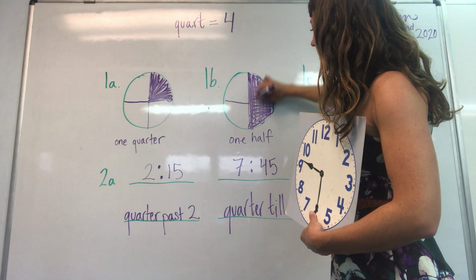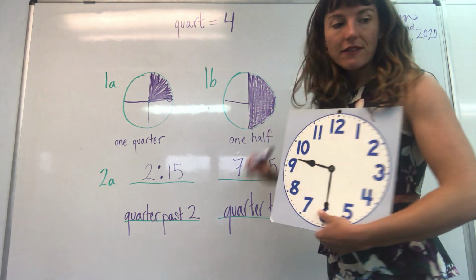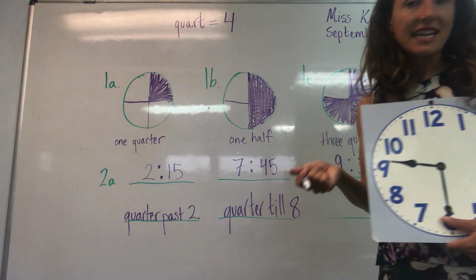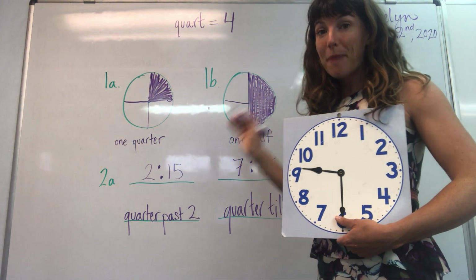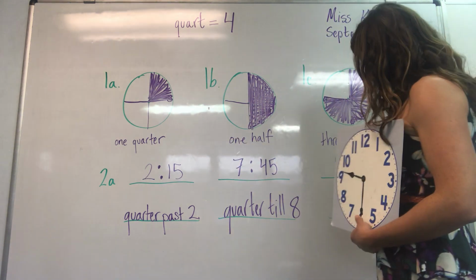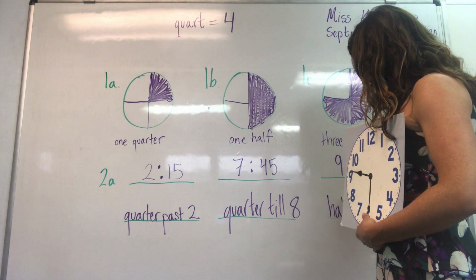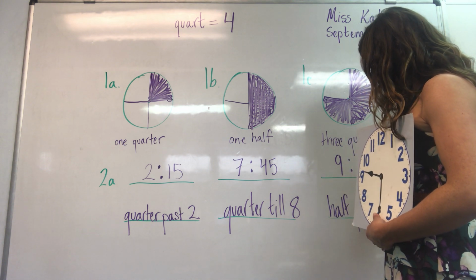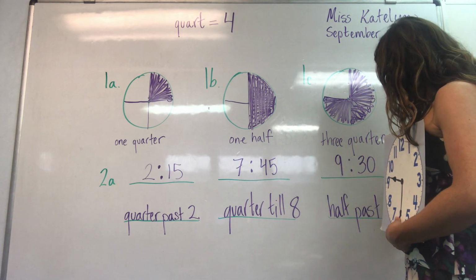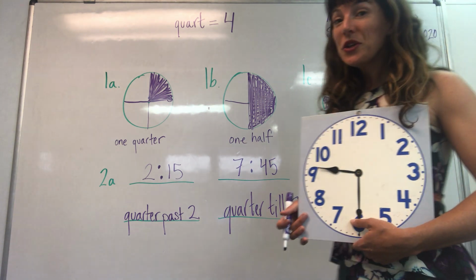That 30 minutes, the 1, 2, 3, 4, 5, 6, is the whole hour cut in half. Okay? Half. And so, the fancy way of saying that is half past 9. Half past 9.